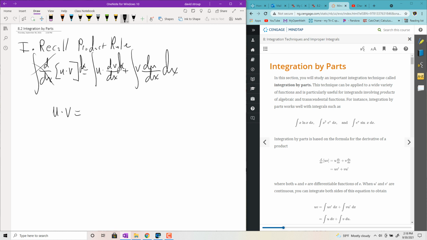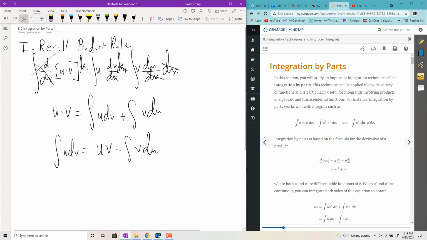On the right, we can rewrite stuff with the chain rule, sort of. The dx's cancel, so you just get the integral of u dv, and then plus the integral of v du. These dx's cancel. Then we're going to solve for the integral of u dv. So the integral of u dv is equal to u times v minus the integral of v du.